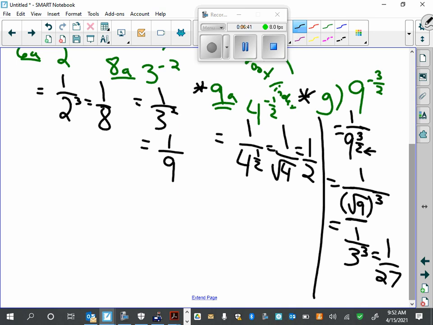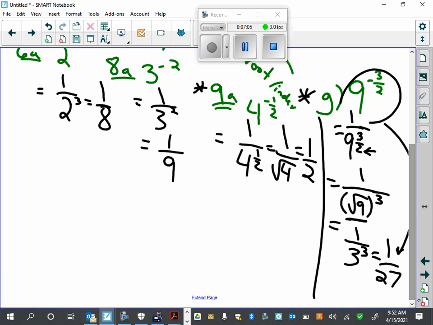Never go from here to the answer right away, because that's not worth marks. You're going to lose 90% of your marks. I need to see the steps where you explain that a negative exponent is 1 over the positive exponent. You explain that 9 to the 3/2 means the square root of 9 all cubed, and then you evaluate that.